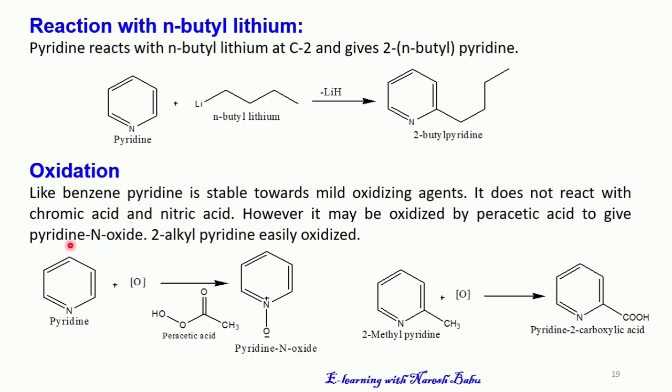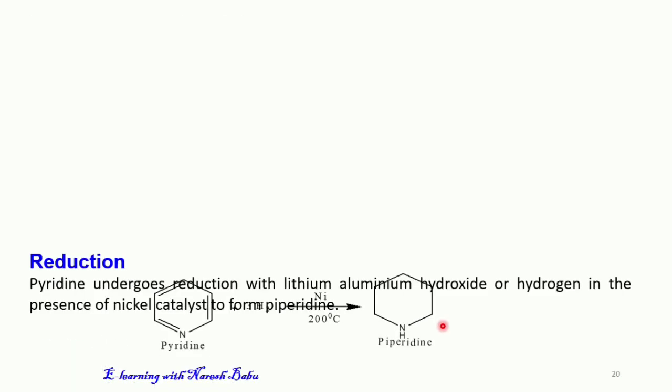But instead of plain pyridine, if you take any substituted pyridine, for example 2-methylpyridine, it easily undergoes oxidation. There is no requirement of strong acids, and it is going to give pyridine-2-carboxylic acid. So the CH3 group is oxidized.